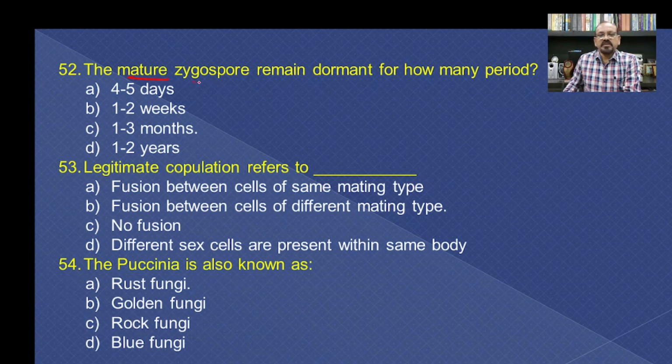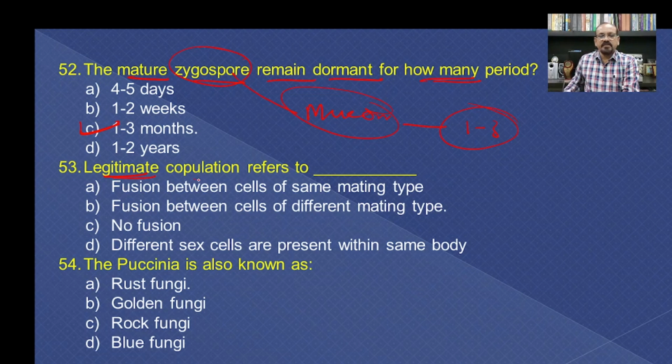The mature zygospore remains dormant for how long a period? If we see the formation of the zygospore by Mucor, then after formation it remains dormant for 1 to 3 months, and hence C will be the correct answer for this question.